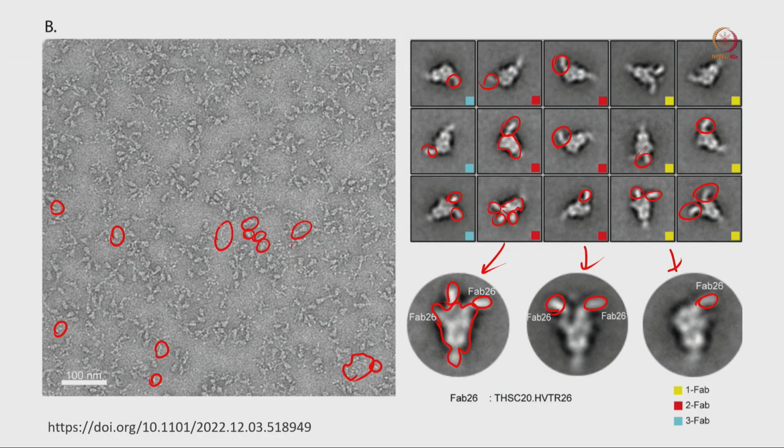If you compare this particular image and the previous spike protein with antibody images, the previous images are definitely much more homogeneous than this particular sample. So we can get this kind of information from these negative staining images.